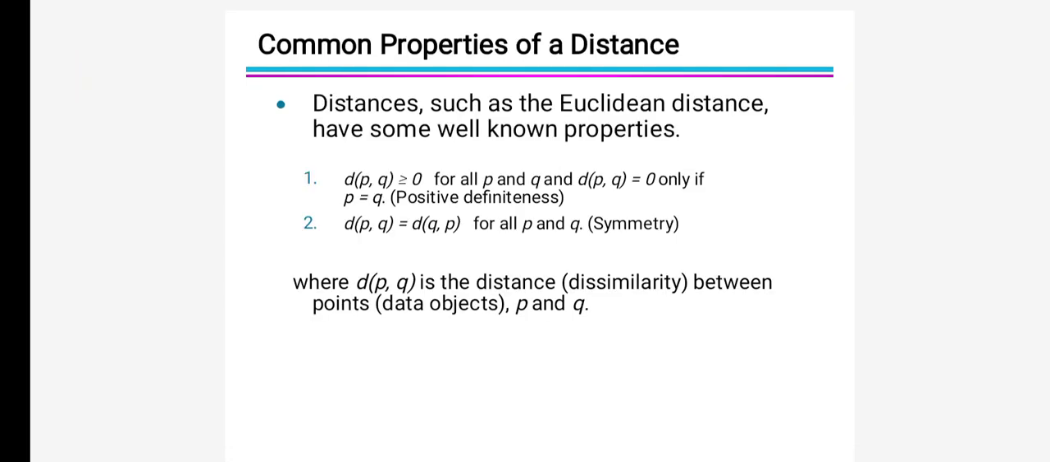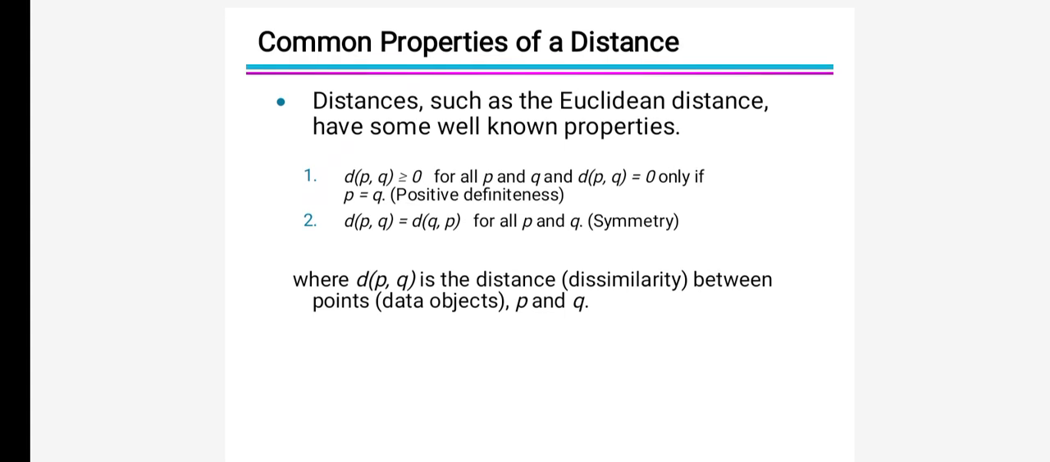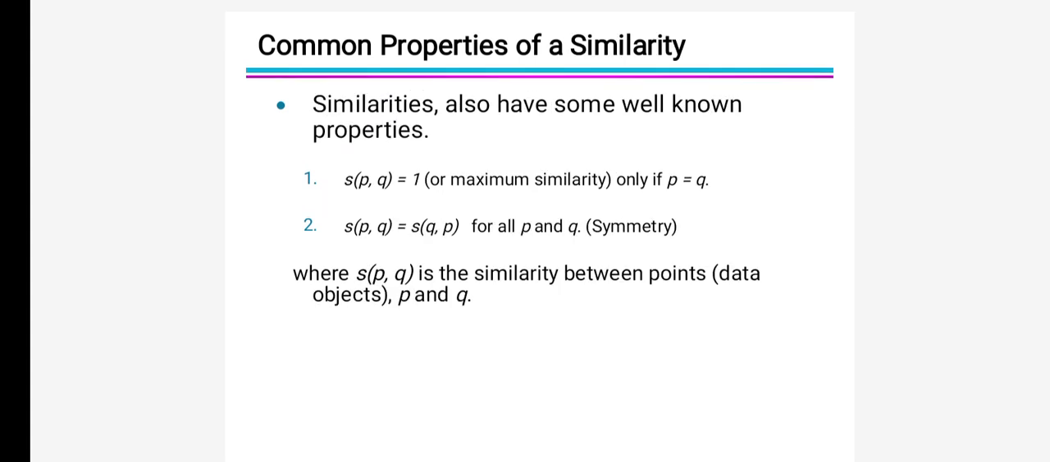Now we will discuss the common properties of a distance. Distances such as the Euclidean distance have some well-known properties: d(p,q) is greater than or equal to 0 for all p and q, and d(p,q) is equal to 0 only if p is equal to q, which is positive definiteness. Where d(p,q) is the distance or dissimilarity between data objects p and q. Here is some data which shows positive definiteness, and some other data that shows the symmetry.